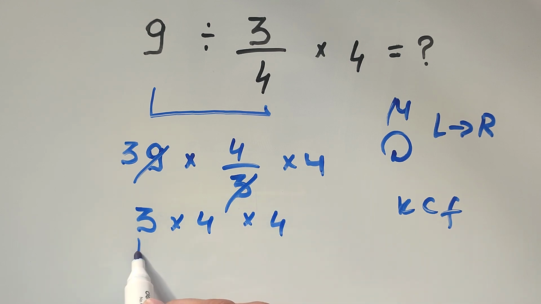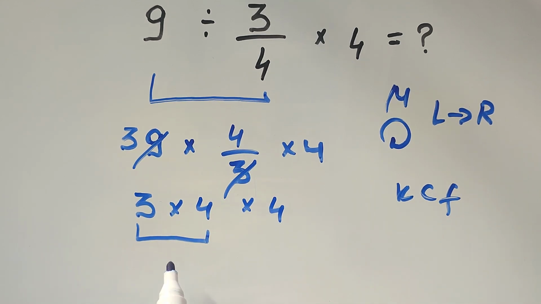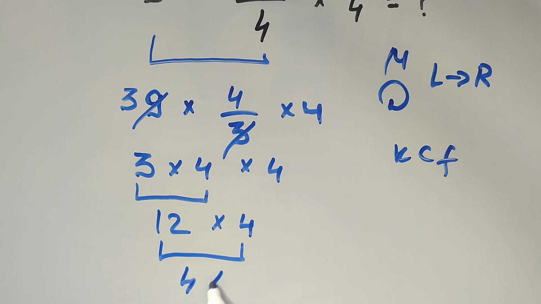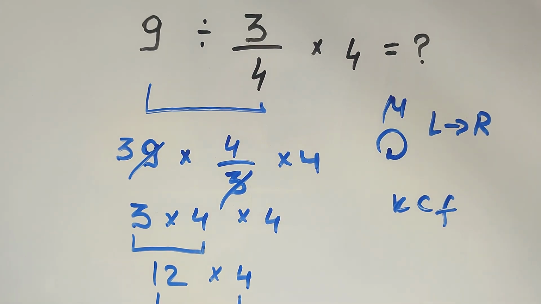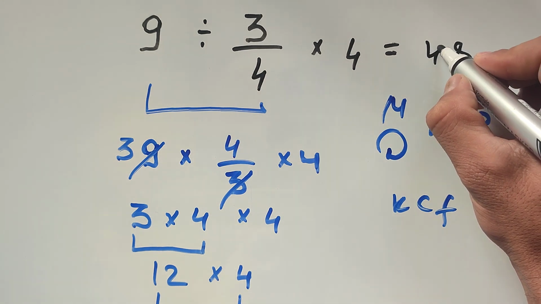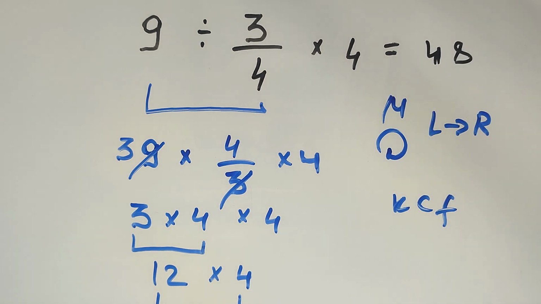And 3 multiplied by 4 equals 12, and 12 multiplied by 4 equals 48. This is our correct and final answer. We can copy this answer here. Answer is 48.